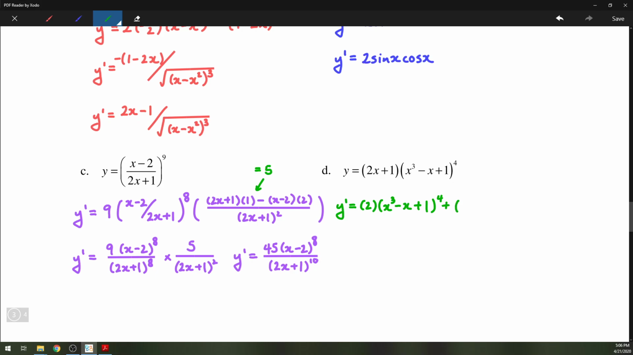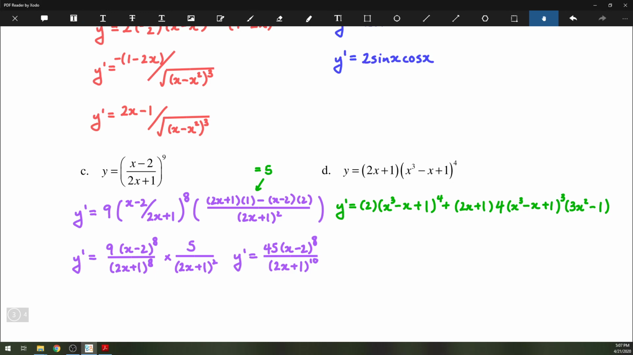And then plus, we'll leave 2x plus 1 as is this time, and then take the derivative of x cubed minus x plus 1 to the 4th power. That means we have to use the chain rule, so 4 times x cubed minus x plus 1 to the 3rd power. And then we take the derivative of the inner function, which is going to be 3x squared minus 1. So yes, you can factor it and multiply things together, but it doesn't make it much simpler. If you just left the answers as is, that would be sufficient. And that's it. So that's how you can also apply the chain rule alongside another rule that we learned already.